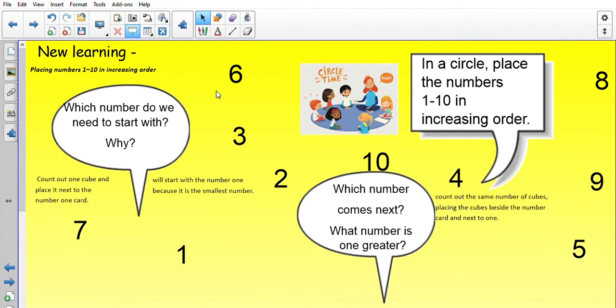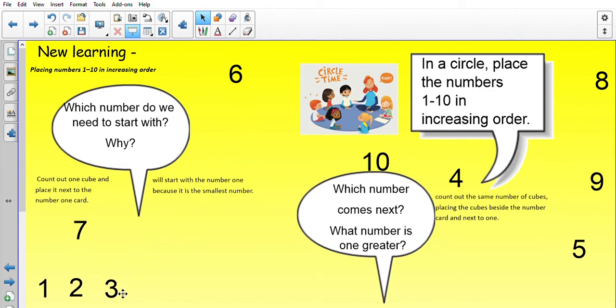You can probably see them all over the page. So the number that I need to start with will be the smallest one because I want them to be increasing. So the smallest number I can see is this one here, which is number 1. So which number do I need next if I'm putting them in increasing order? 1, 2, good job.